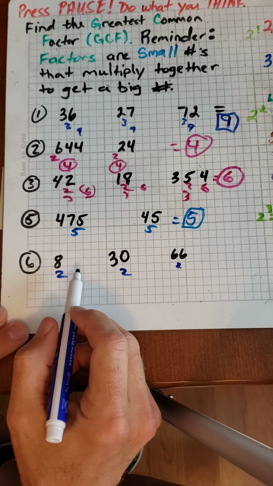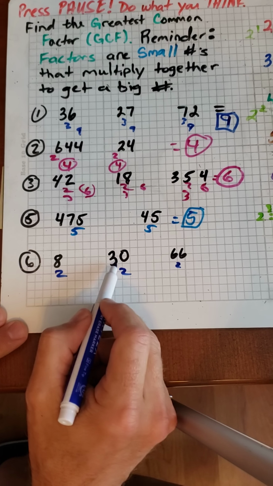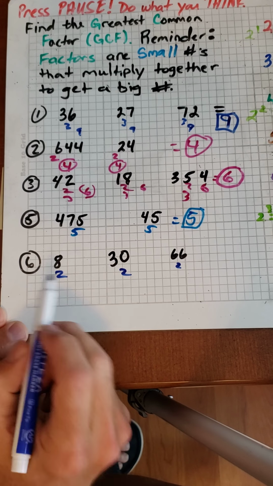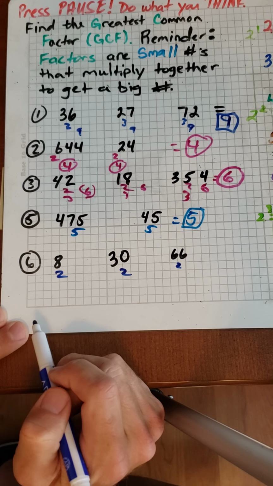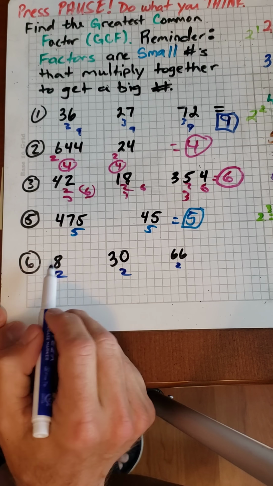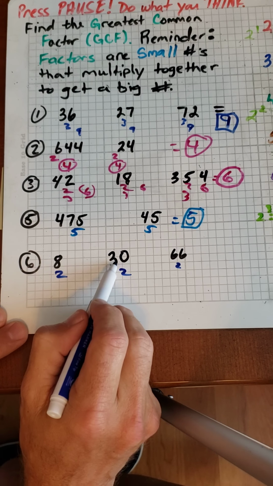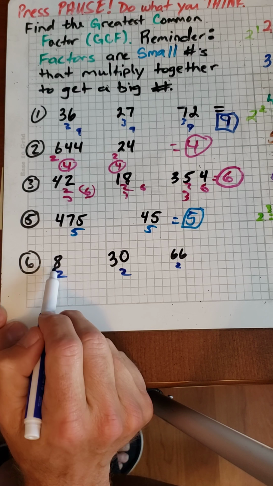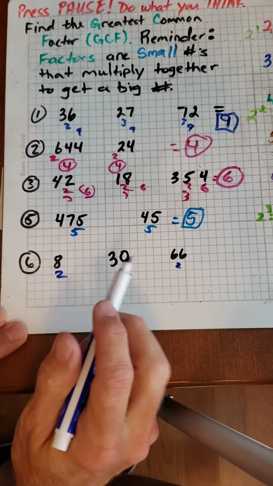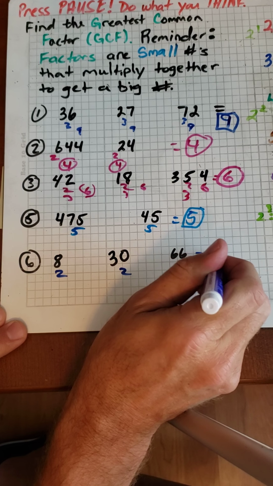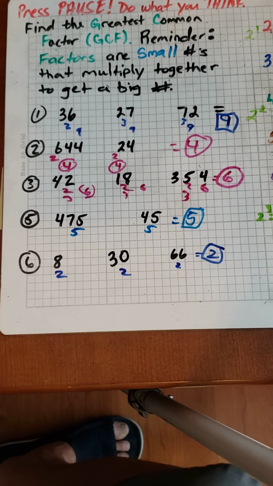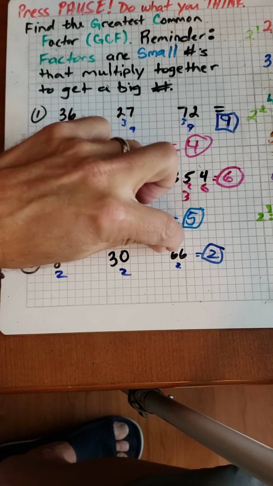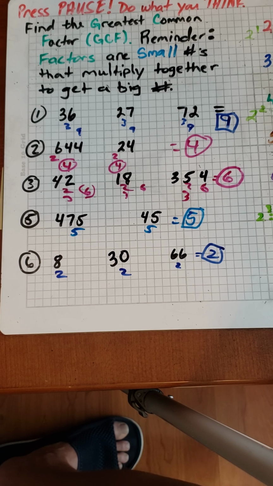And then I look at 4. Well, 4, yes. 4, no, so it can't be 4. I look at 5. No 5. Okay, 6 really doesn't work. I look at 8. 8, yes. 8, no, so it doesn't work. 9, nope, no 9 there. 10, nope, so that means the biggest one is 2. All right, so the biggest number that goes into 8, 30, and 6 is 2.